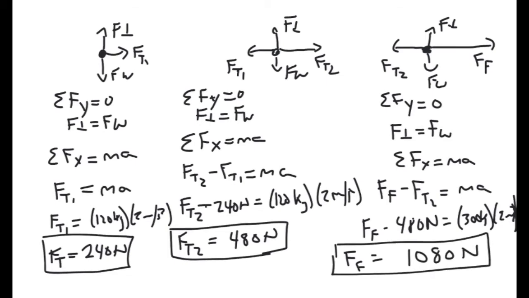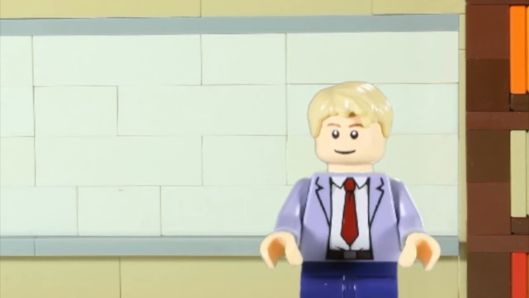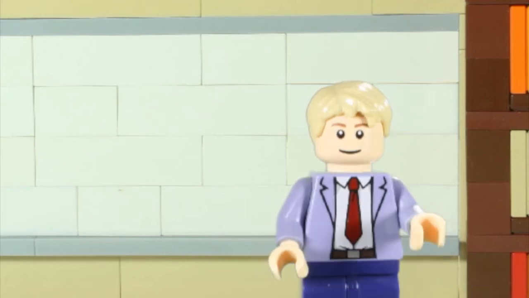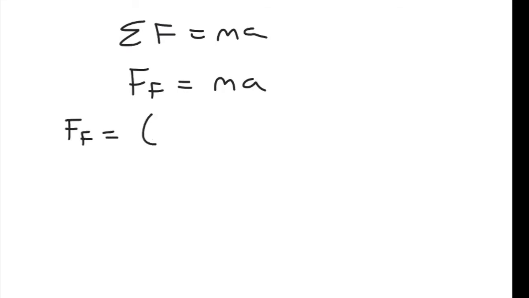And we're done. We solved this problem by applying the second law 3 times, once to each part of the train. As a check, we could solve this differently, by applying the second law once to the whole train. The engine is using friction to pull the whole train forward. So I can start with the second law. The sum of the forces equals ma. Friction equals the total mass, 120 kilograms plus 120 kilograms plus 300 kilograms, times the acceleration of 2 meters per second each second.